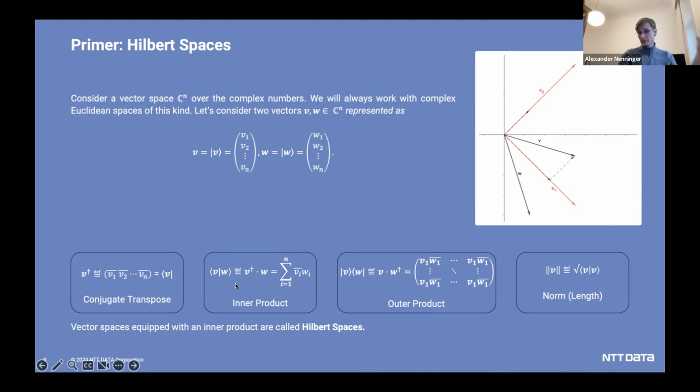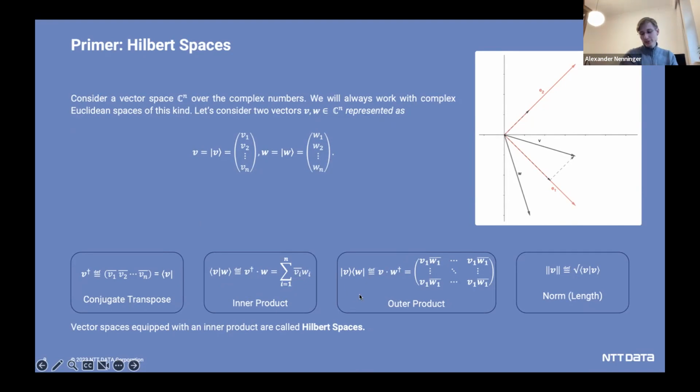That's an element of the underlying field, in this case C. What you do is multiply each corresponding component and sum them up.